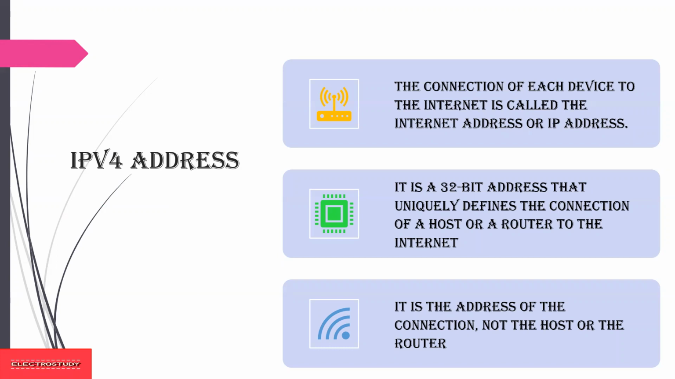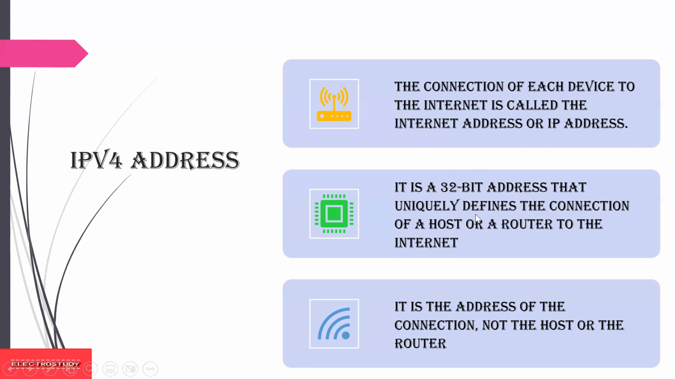IPv4 addresses are universal, that is, the addressing system must be accepted by any host that wants to be connected to the internet. So, for the connection of each device to the internet, we should have a particular IP address, that is, an internet address, right? If you connect your mobile or device to a Wi-Fi, it has a particular IP address, and the router will also have its own default address.